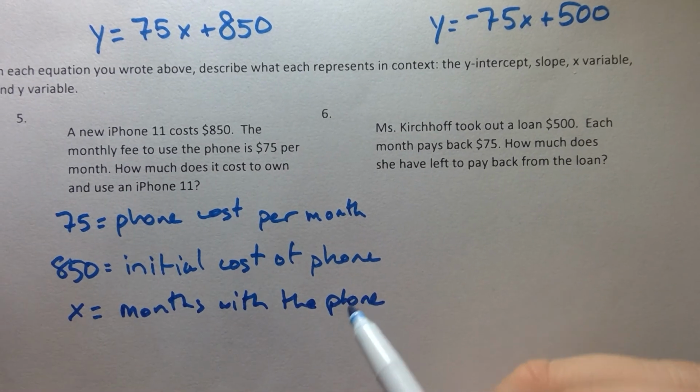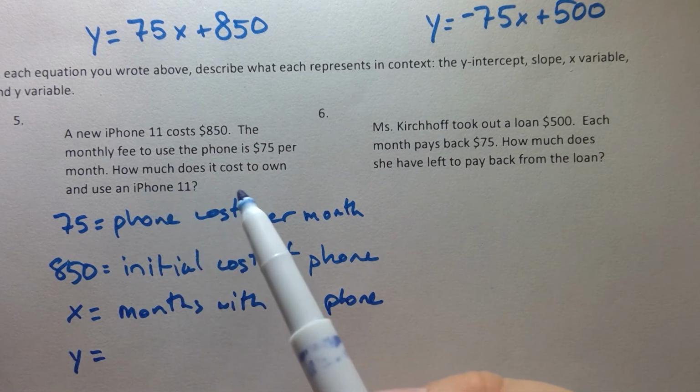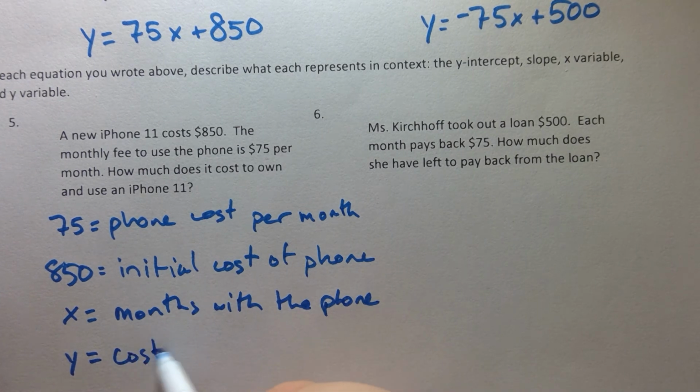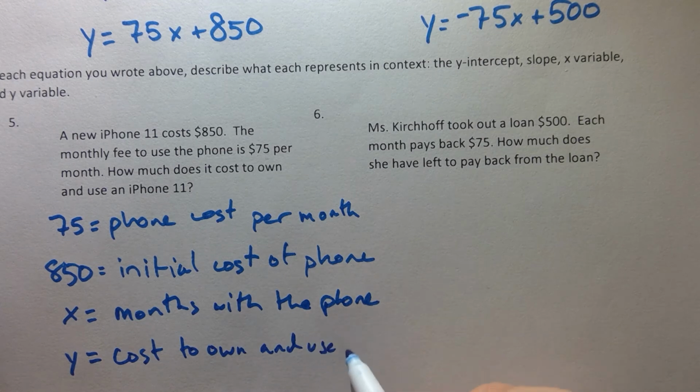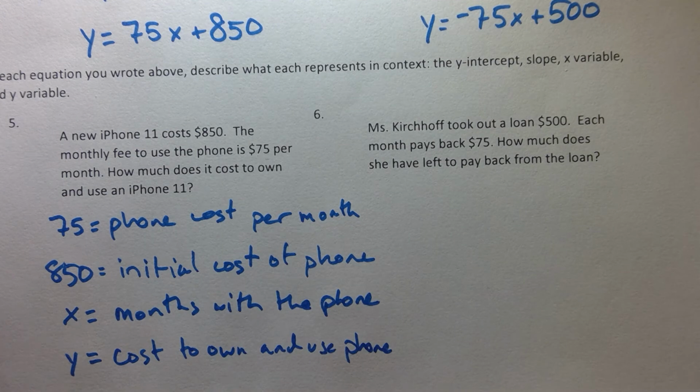And then our y value is typically going to respond to our question: how much does it cost? That's our question. So y is going to be the cost to own and use the phone. Okay, so go ahead and work on number 6 on your own, and then we'll check it.